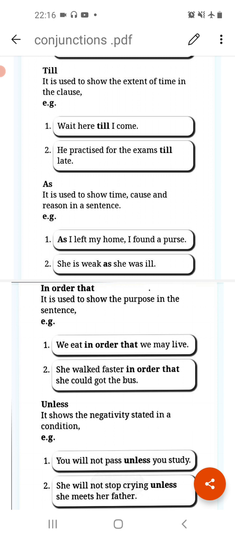Next is till. It is used to show the extent of time in the clause. Like, wait here till I come. He practiced for the exams till late. So whenever you are showing extent of time, then you use this conjunction.